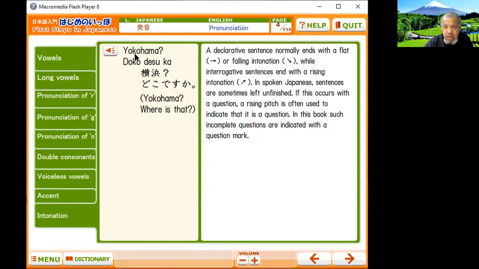So, if I want to say, did you say Yokohama? I say, Yokohama? The intonation is rising. Yokohama with a question mark. And then I'll say, Doko desu ka? Okay, so Yokohama, where is that? Noemi, listen. Yokohama, doko desu ka? Okay, a falling intonation. Doko desu ka? Okay, very good. And so now that's going to get it for this.